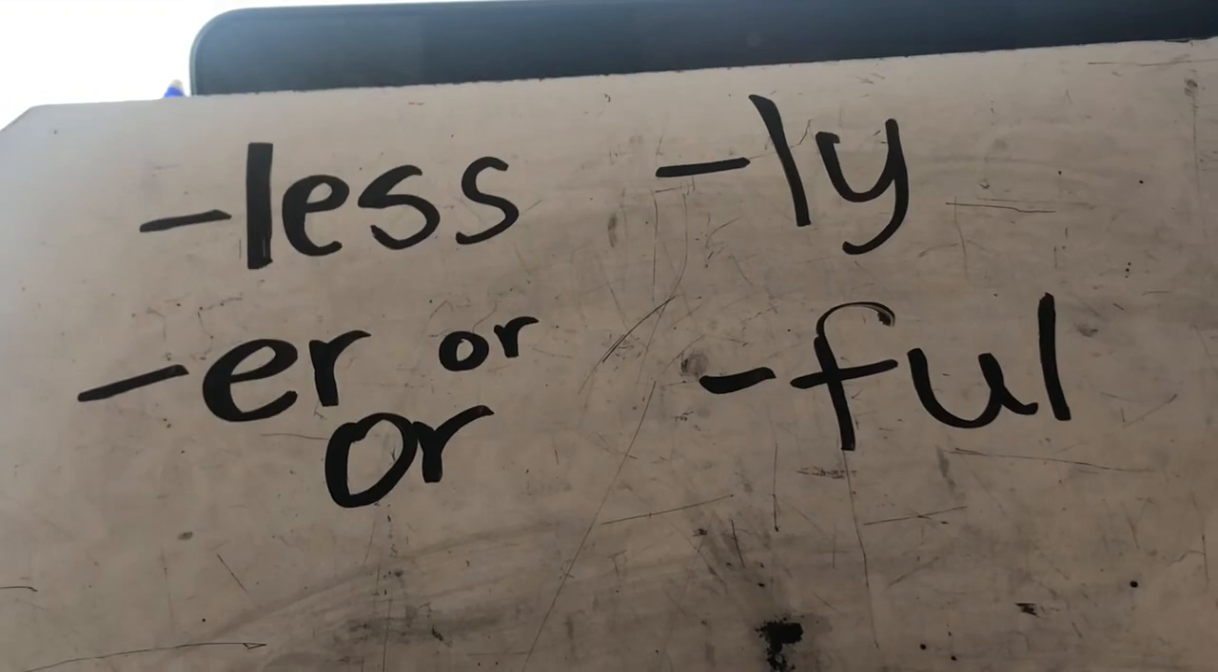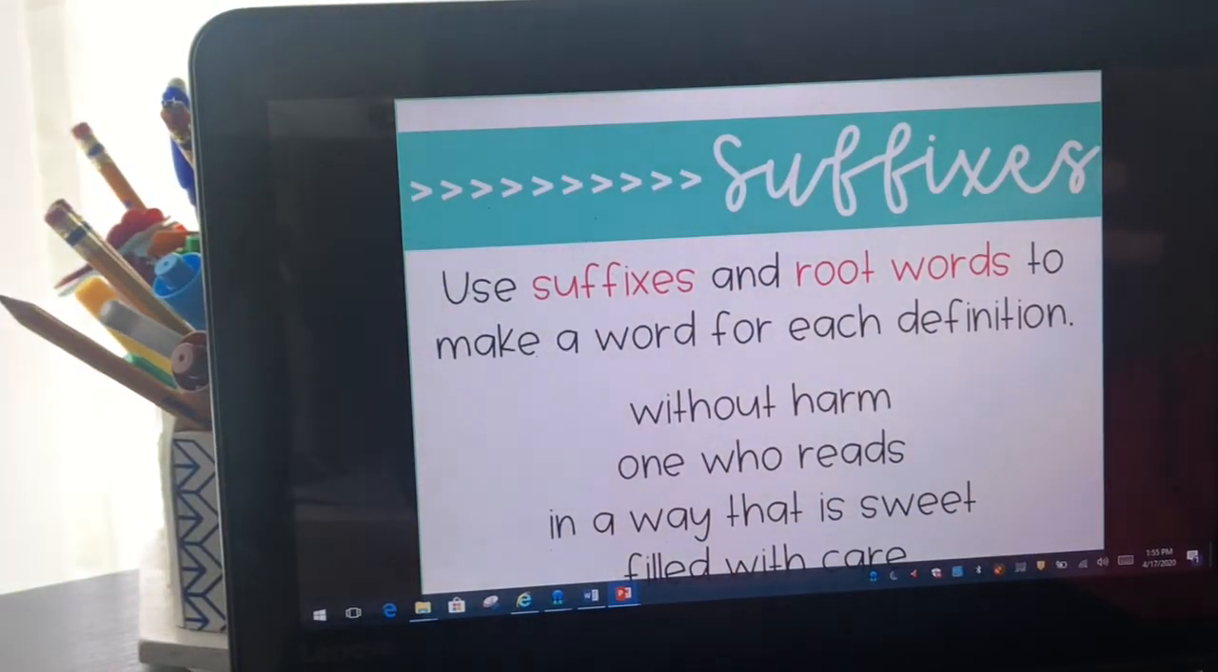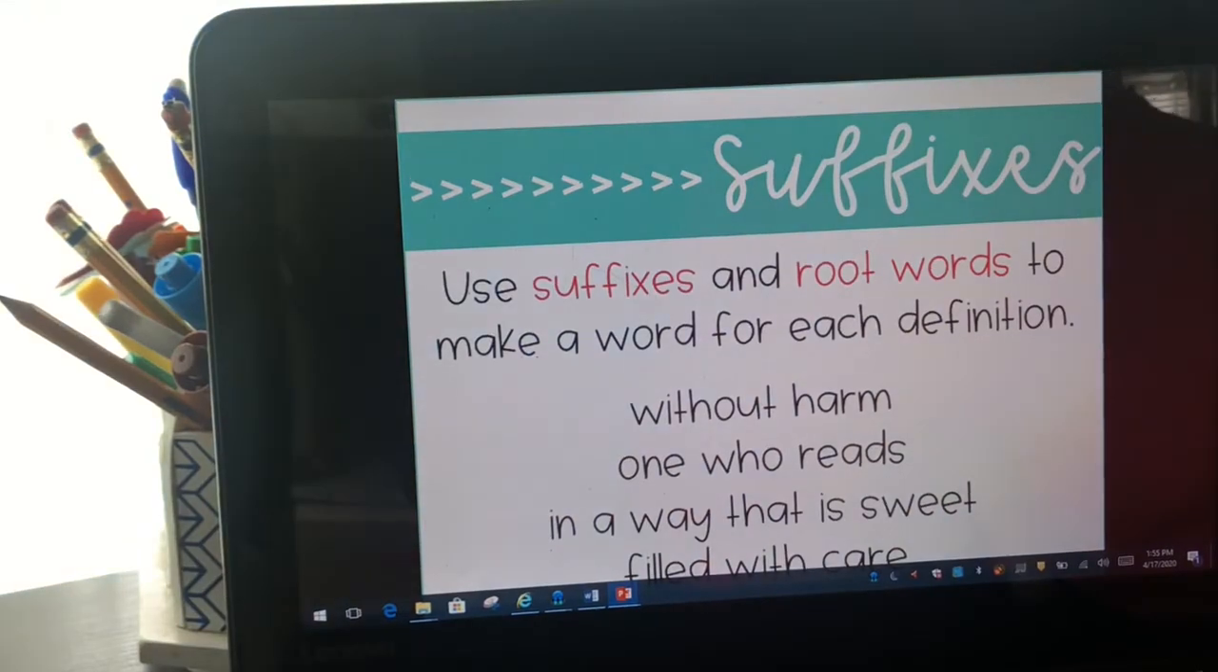And then filled with care. Which suffix means full of? If you said full, that is correct. So filled with care turns into careful. And that's it for the PowerPoint.